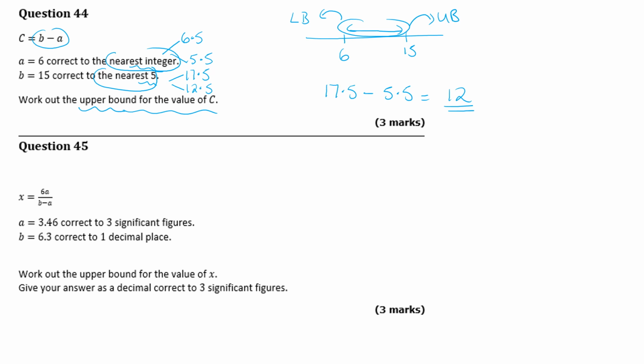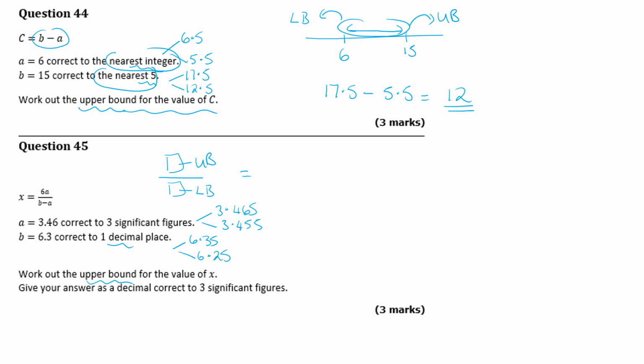Now in this next one, x is equal to 6a over b minus a, and we want again the upper bound. So we want to have on the top the upper bound to get the biggest that we're dividing into, and on the bottom the lower bound. So the A is 3.46 rounded to 3 significant figures, so the upper bound is going to be 3.465 and the lower bound is going to be 3.455. Nearest one decimal place for this one is going to be 6.35 and 6.25.